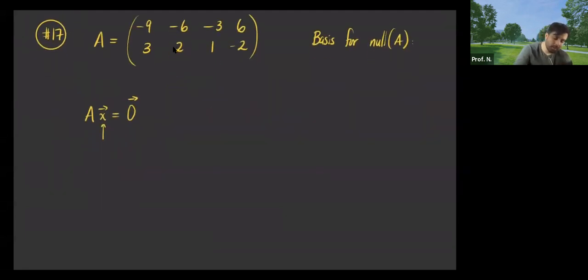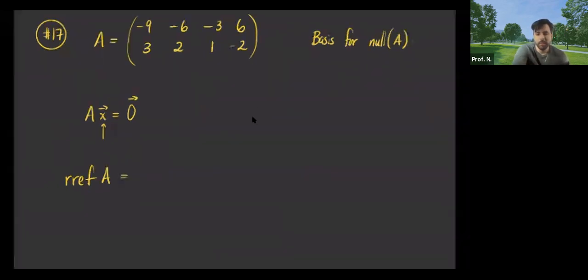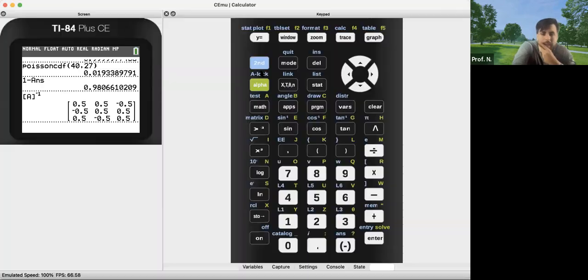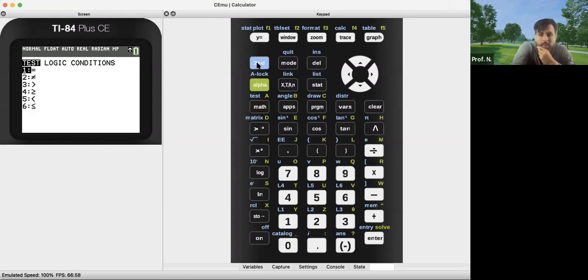So the most straightforward way of doing this is finding the row reduced echelon form of A. That requires me to plug it into the calculator and find the row reduced echelon form. So I am going to enter my matrix. This will be 2x5 this time. And so the first entry is -9. And I got -6, -3, 6.